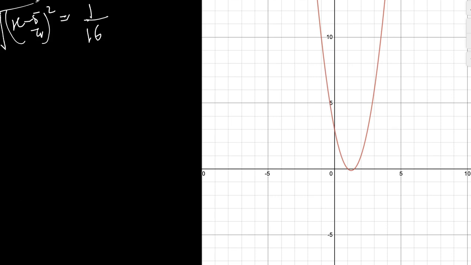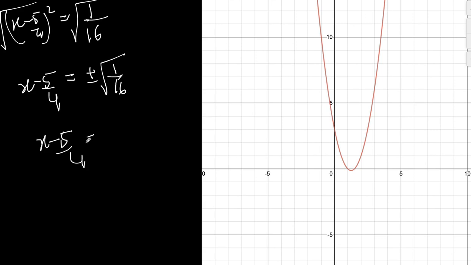So I will take a square root here and I will take a square root here. So here I will get x minus 5 over 4 is equal to plus minus under root 1 over 16. Okay, so you will get x minus 5 over 4 is equal to plus minus 1 over 4. Then you can take one time positive, one time negative. So x is equal to, I will move minus 5 over 4 to the other side. So 5 over 4 plus minus 1 over 4.